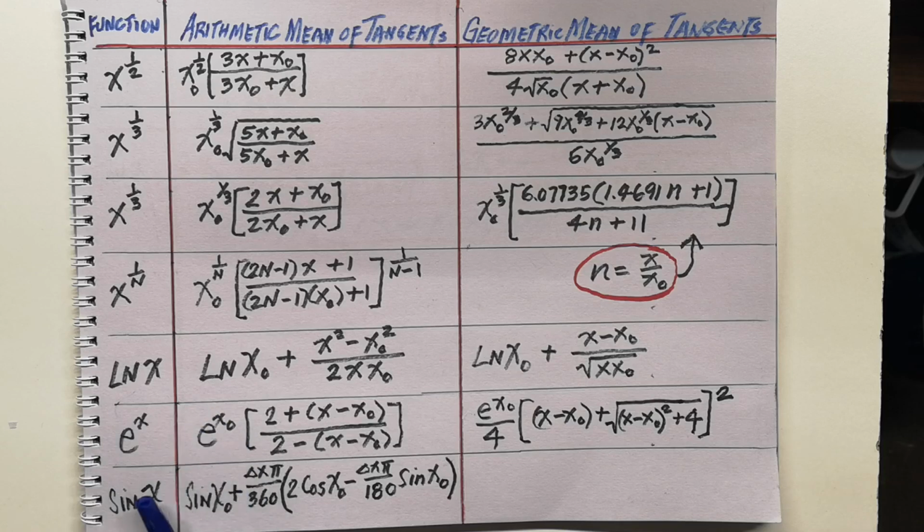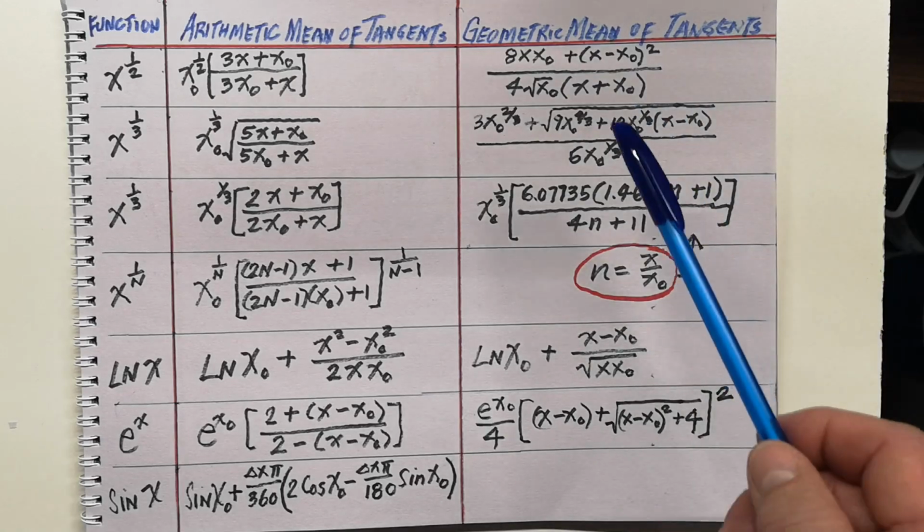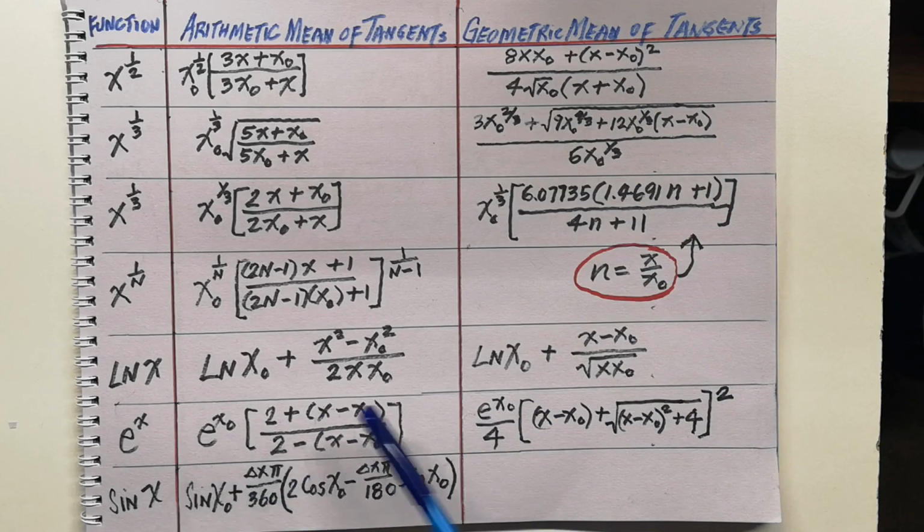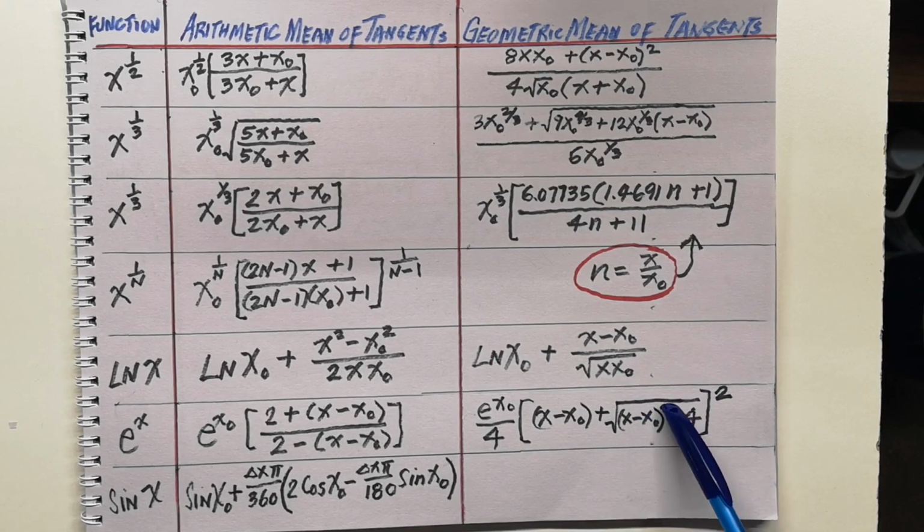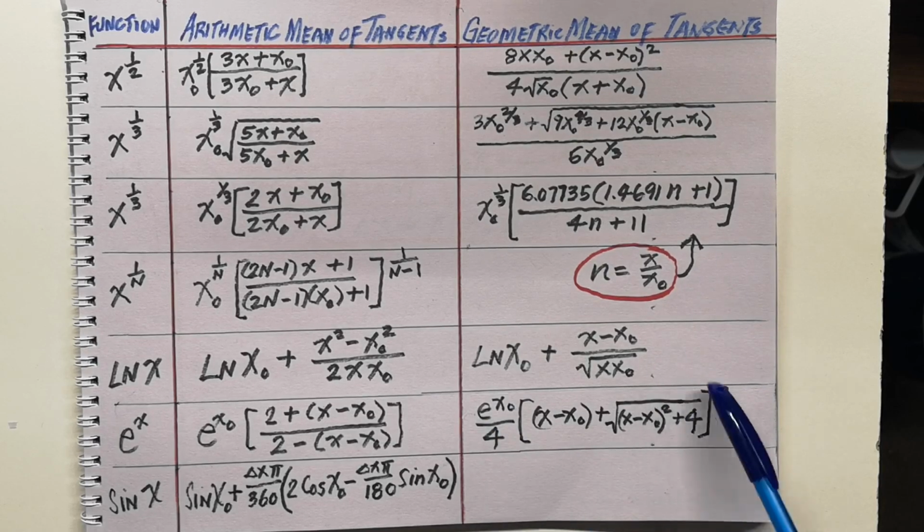So for e to the x, it equals e to the x sub 0, that's the initial value, times the quantity 2 plus delta x divided by 2 minus delta x. And for the geometric mean, the geometric tangent is equal to e to the x sub 0 divided by 4 multiplied by the quantity delta x plus the square root of delta x squared plus 4, all this squared, then multiplied by e to the x sub 0 divided by 4.